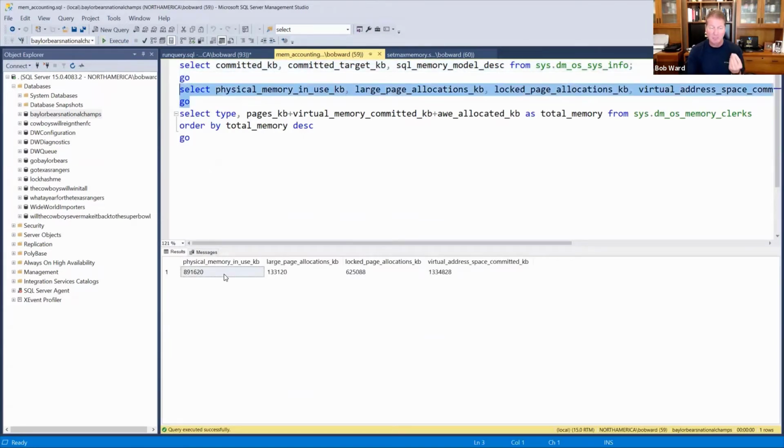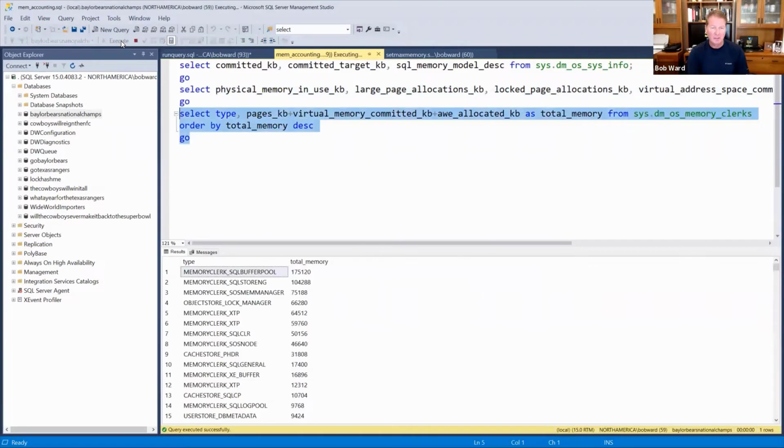Again, remember that physical memory in use? It's a combination of working set, which I saw in Task Manager, plus my committed memory, plus my large, plus my locked. You can see the breakdown of the 800 meg here, plus the working set together, and then I see my total committed. And then I told you about clerks. This is a breakdown of clerks organized by total, the biggest consumers of memory. You see the buffer pool in this particular case is the biggest consumer of memory in this scenario, and I've just started up SQL Server.